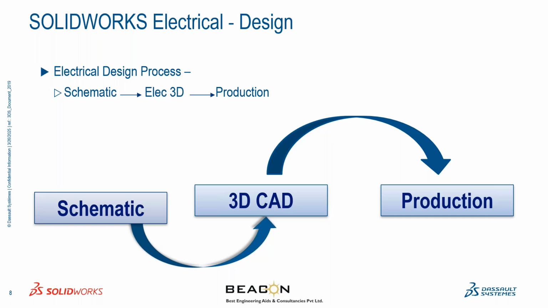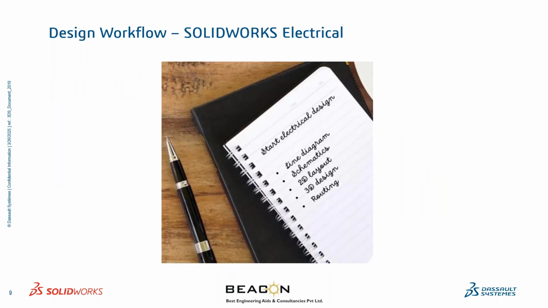So schematic is the first thing. Without schematic, there is no other way of starting off the electrical design, because that's where you design the line diagram, the schematics. Then you understand how many components there are based on the symbols, and move it into 3D CAD. So 3D CAD is where you will understand how many electrical components there are and what wirings can be done, and then it will be moved to production. So this is the design cycle that is followed under SolidWorks Electrical.